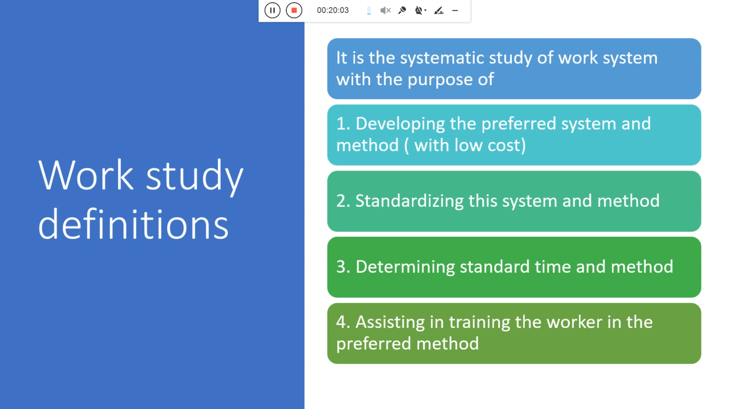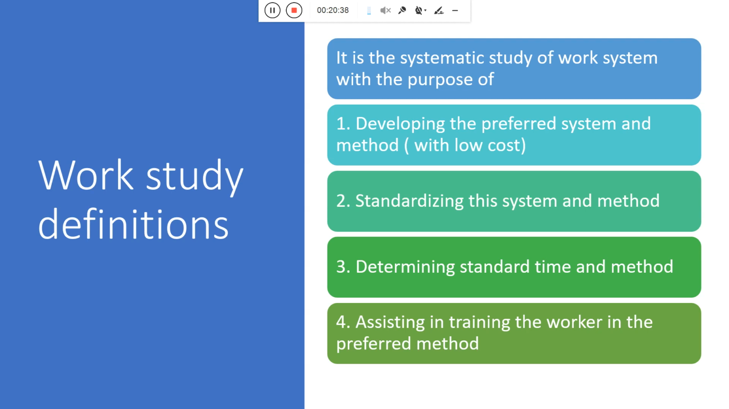That is also the purpose of the work study. The next is to determine the standard time and the method. After that, there are a lot of alternatives available, so you select one. But what will be the time of that particular operation? We can give the worker a particular time, the standard time, in which you need to complete this particular operation. How did you calculate that time? That is nothing but the standard time. So, determine the standard time and the method, that is also the purpose of the work study.